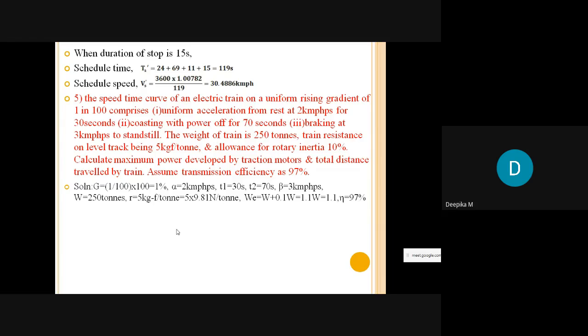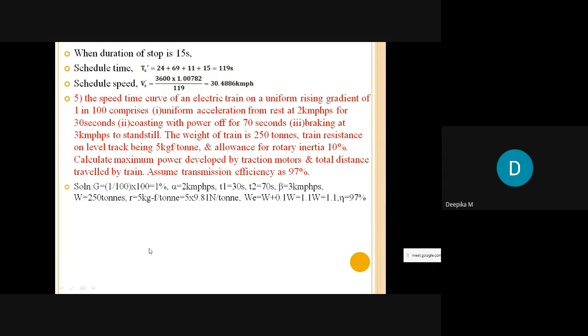Gradient is nothing but 1 by 100, that is 1%. Alpha is 2 km per hour per second, T1 is 30 seconds, T2 is 70 seconds, beta is 3 km per hour per second, and the weight is 250 ton. For the resistance, please note that they have given it in kg per ton.